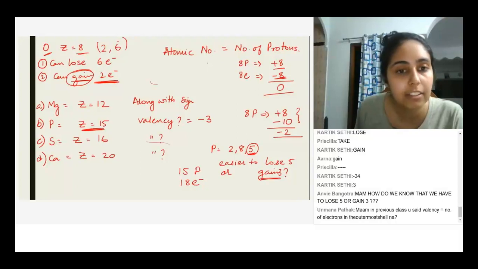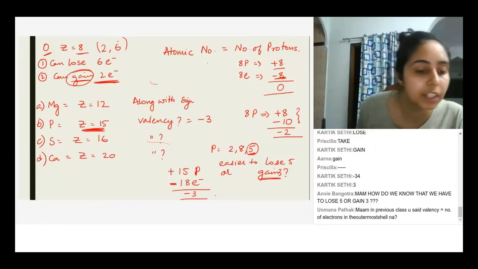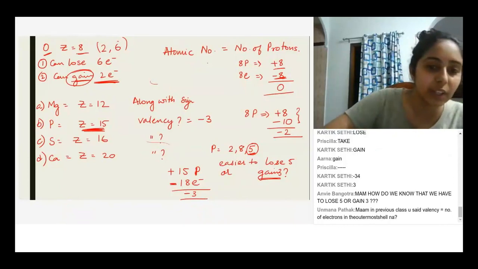So initially phosphorus has how many protons? 15. Yeah, 15 protons because atomic number is 15, right? So 15 protons, 18 electrons. Electrons are negatively charged. So minus sign. Now when I add these two up, what do I get? -3. Did you understand now? Yes, ma'am. Okay, cool.